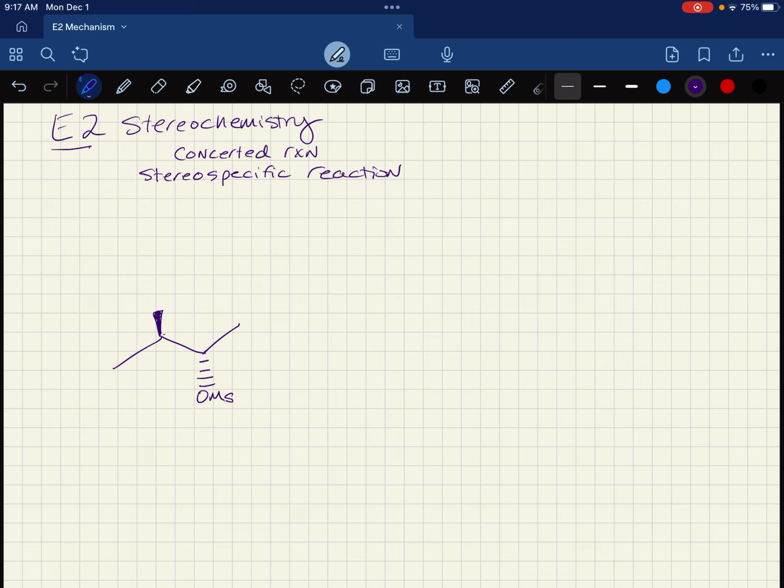We'll talk more about regiochemistry, as to where the pi bond will form, in another video. But for now, we're just going to focus on the stereochemistry. And what I've drawn here is a substrate that is only going to give us one stereoisomer. So that's what we mean by stereospecific. We're going to get a single stereoisomer product.